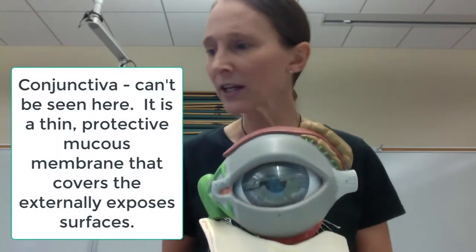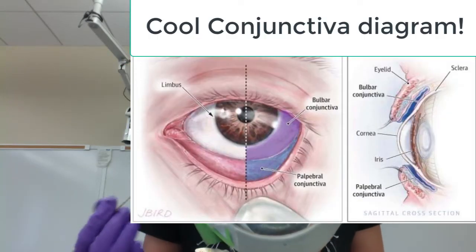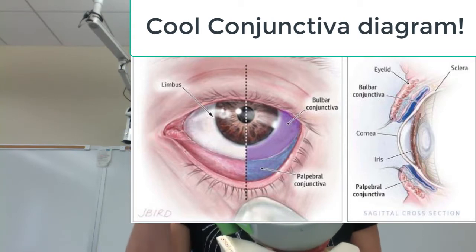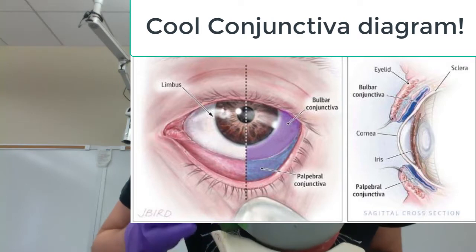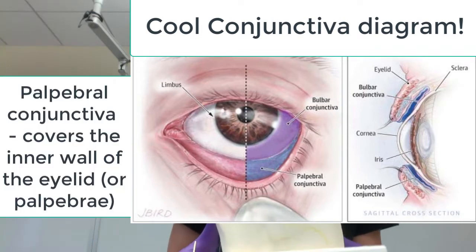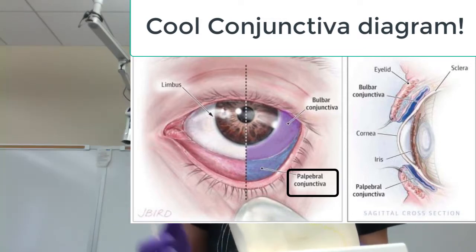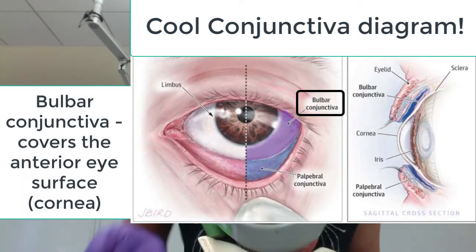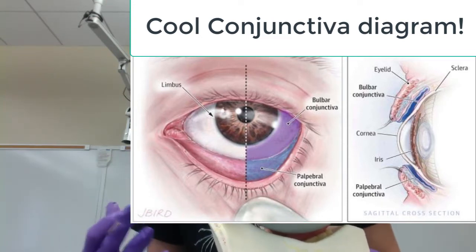Conjunctiva, we don't show that on these models, but the conjunctiva is just this thin protective mucous membrane layer that covers the eye and will actually cover the inside of your palpebrae as well. So you have your palpebral conjunctiva, which covers the inner wall of the eyelids, and then you also have your bulbar conjunctiva, which is going to cover the anterior surface of the eye. But we don't really have anything that depicts the conjunctiva very well.